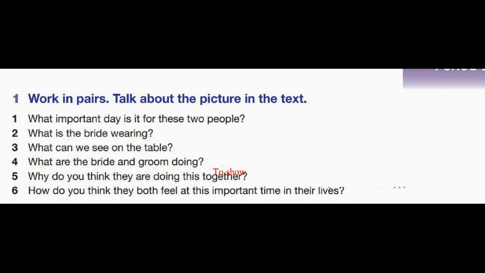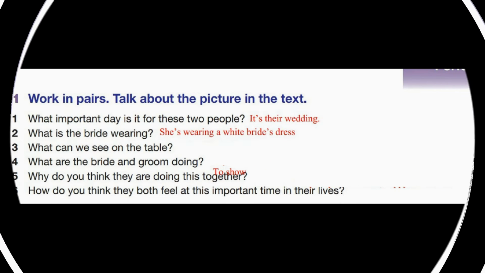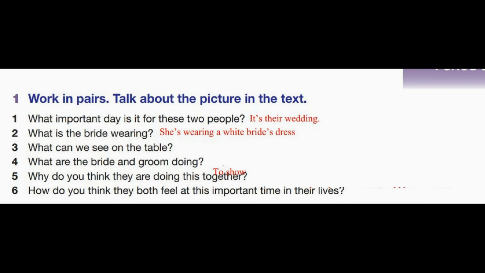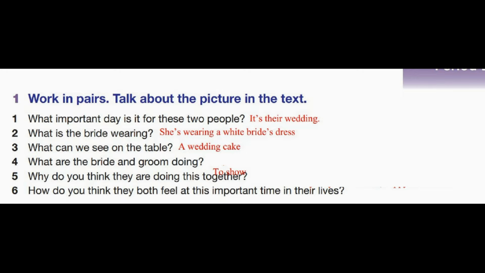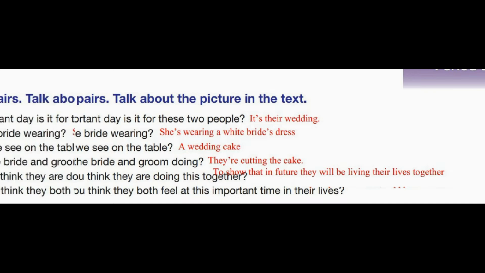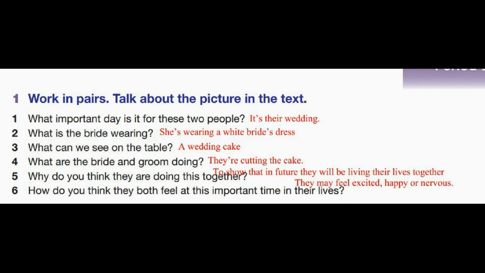One. Work in pairs. Talk about the picture in the text. 1. What important day is it for these two people? It's their wedding. 2. What is the bride wearing? She's wearing a white bride's dress. 3. What can we see on the table? A wedding cake. 4. What are the bride and groom doing? They're cutting the cake. 5. Why do you think they're doing this together? To show that in future they will be living their lives together. 6. How do you think they both feel at this important time in their lives? They may feel excited, happy or nervous.